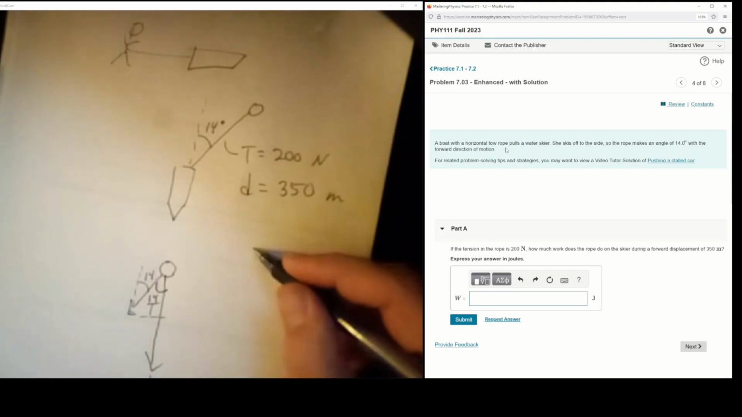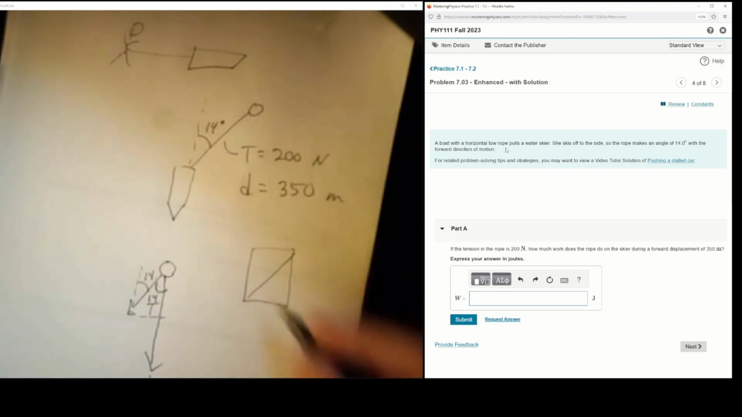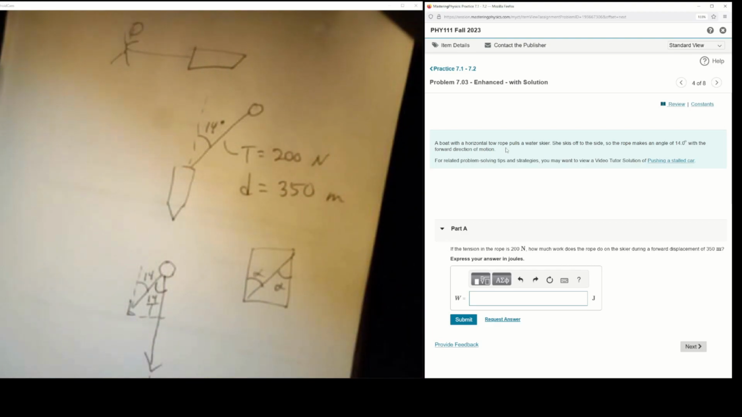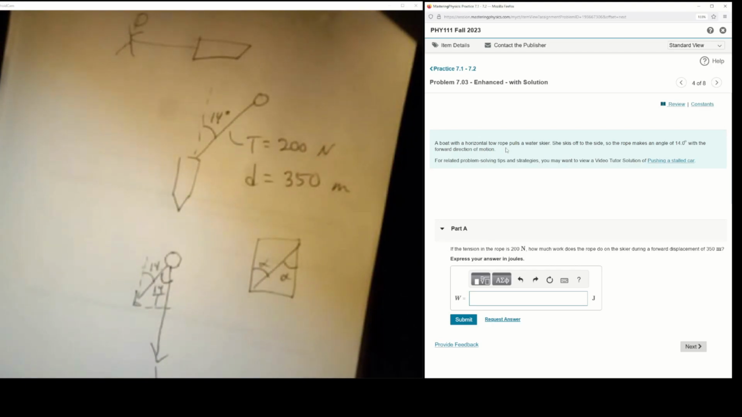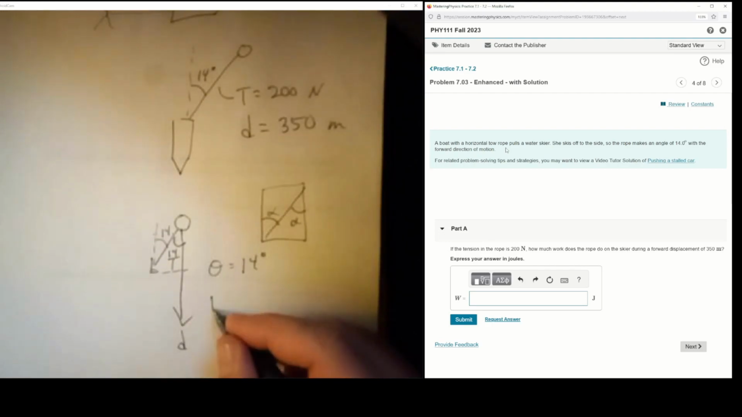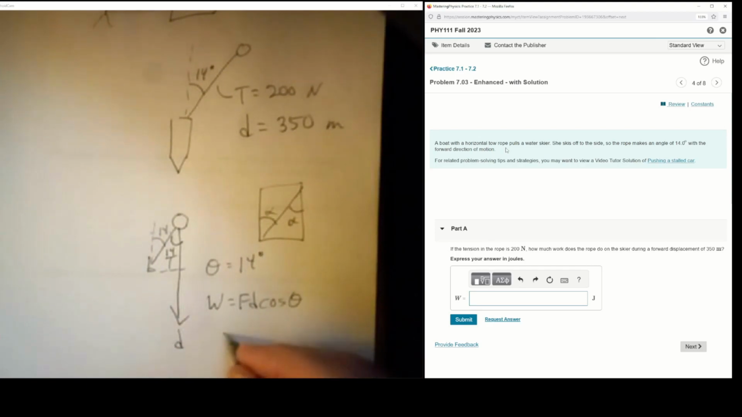The angle they gave us, 14, is also this angle right here, 14. This is just a rectangle with its corners like that, so these two angles are the same. Just using a little geometry to get our angle over here, our vectors are connected tail to tail. We find our angle between them to be 14 degrees. And we'll look at how work is defined, F D cosine theta.